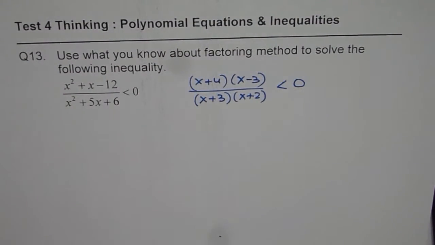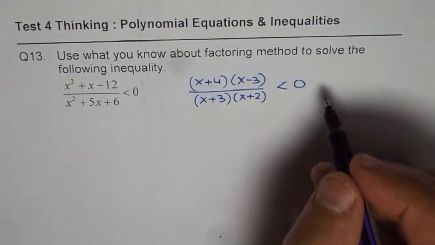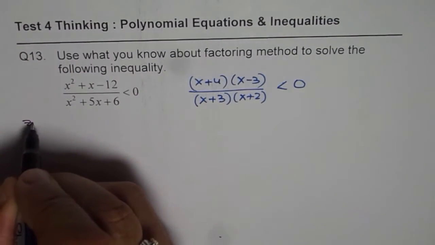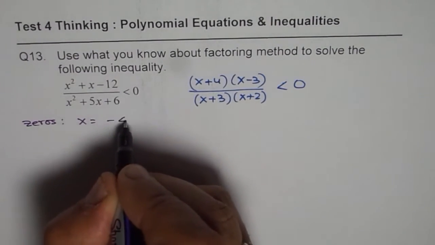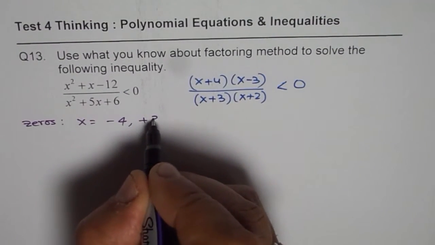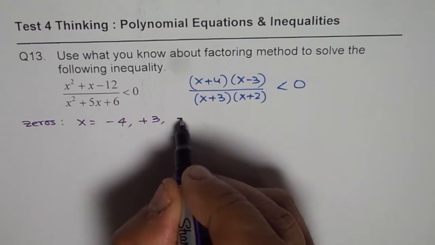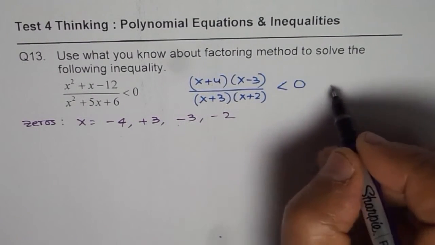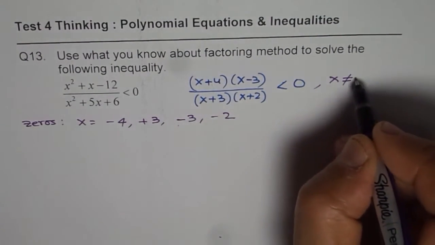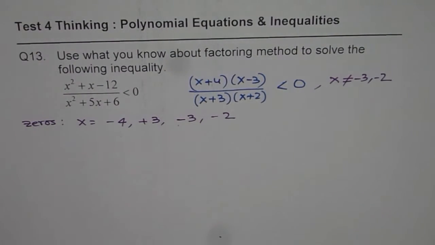Now we have some factors here, and in these factors we can write some restrictions and some zeros, right? The zeros are at x equals minus 4 and at plus 3, and those are the numerator zeros. The denominator zeros are at minus 3 and minus 2. So these are also the restrictions. We say x is not equal to minus 3 and minus 2, since the denominator cannot be 0, correct?